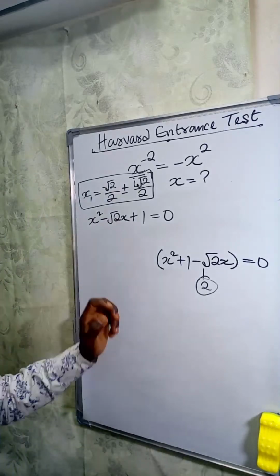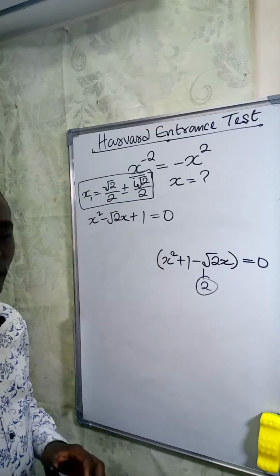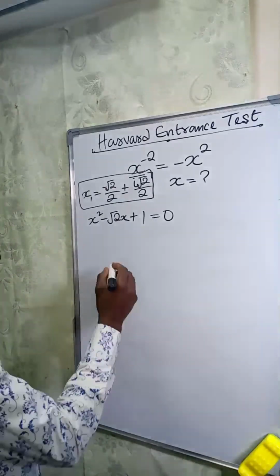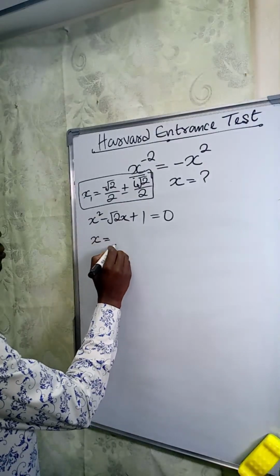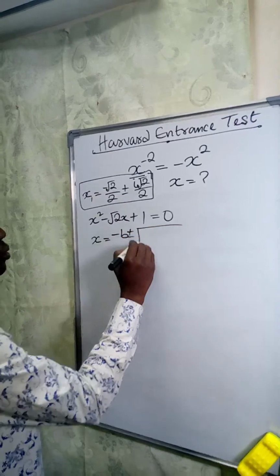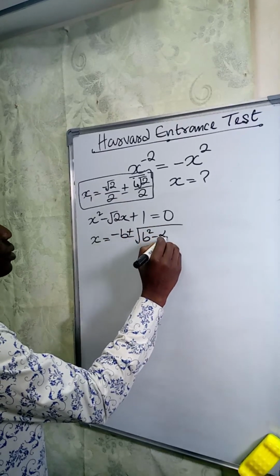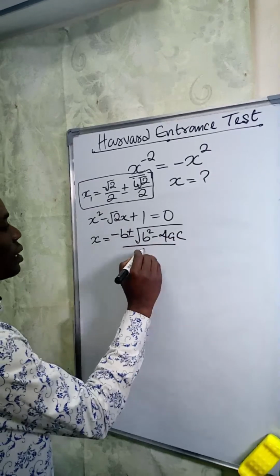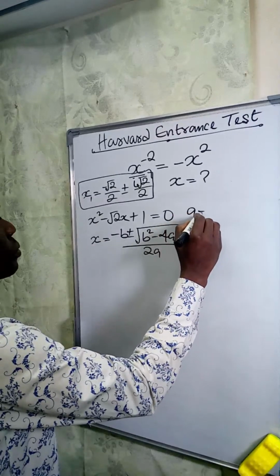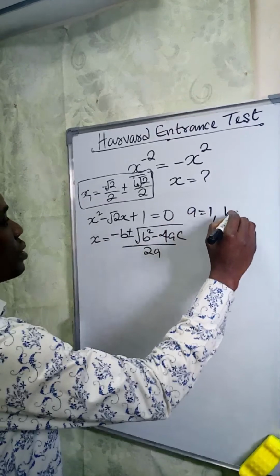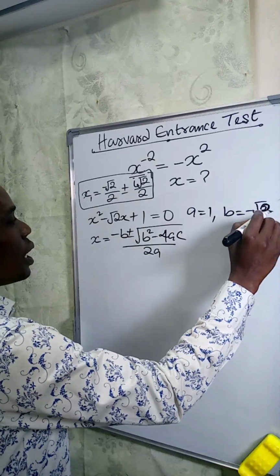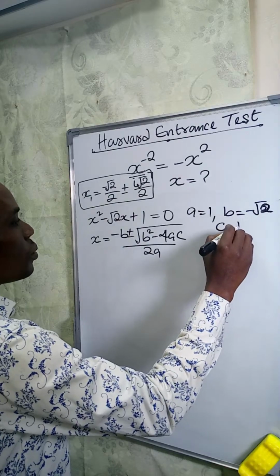Now if we have this, all we need to do is to apply the quadratic formula. Now what do we need to do? Apply the quadratic formula. If we apply the quadratic formula, we'll have our x to be equal to negative b plus or minus the square root of b squared minus 4ac divided by 2a. Now remember, from this expression, our a is equal to 1, our b is equal to negative square root of 2, and then our c is equal to 1.